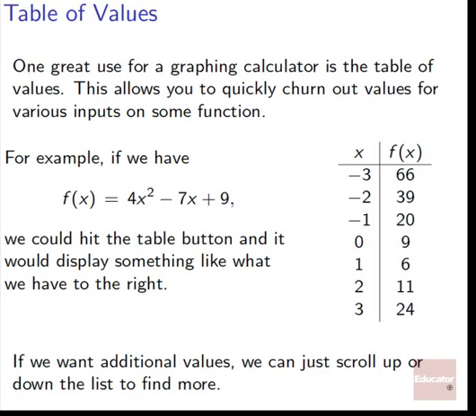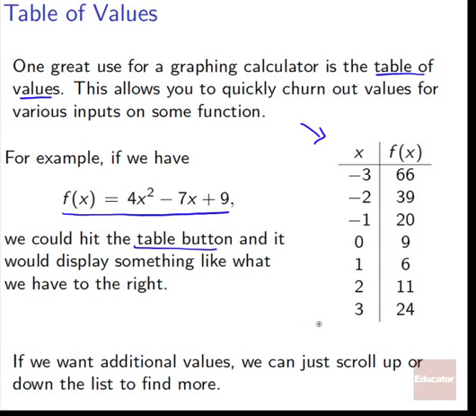A great use for a graphing calculator is the table of values. The table of values allows you to quickly churn out values for various inputs on some function. For example, if we have f of x equals 4x squared minus 7x plus 9, we could hit the table button, we go to look at the table, and it would display something like what we have to the right, where we've got x and f of x.